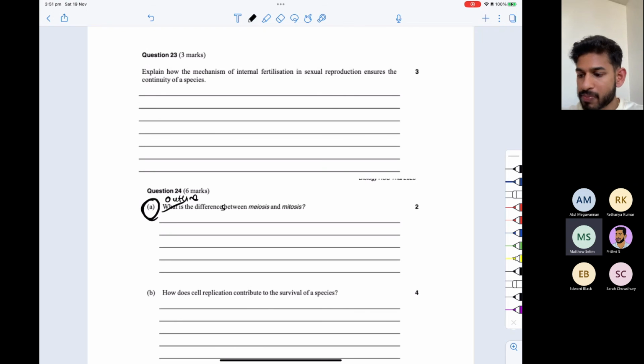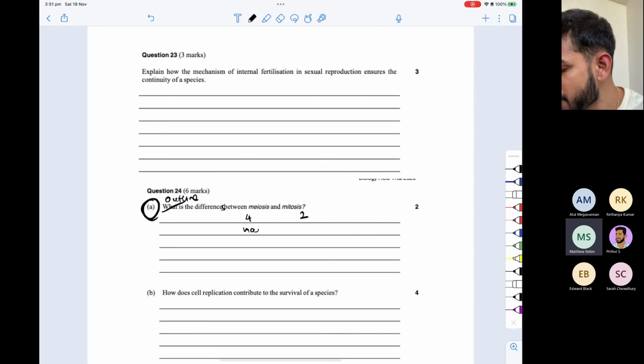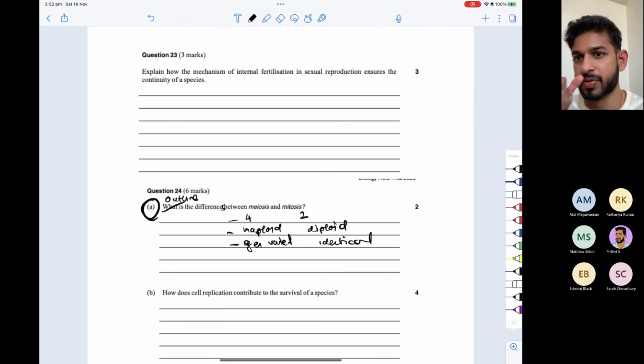Meiosis is the formation of four genetically varied haploid cells compared to mitosis that forms two genetically identical diploid cells. Thus, meiosis forms haploid cells, half the genetic information, that are genetically different, and mitosis forms two genetically identical diploid cells, full genetic information. Good. You've given me three differences, right?